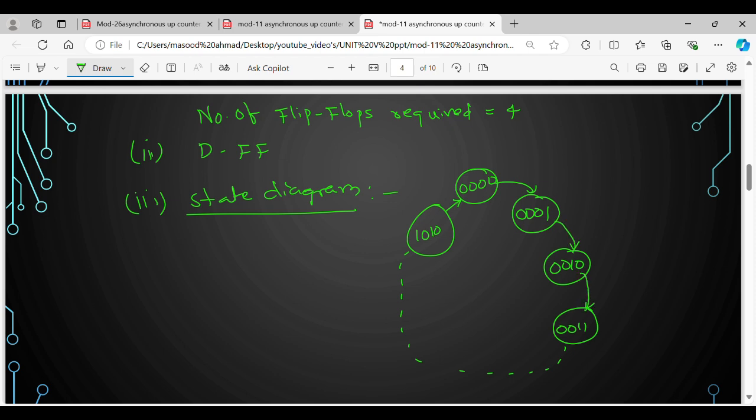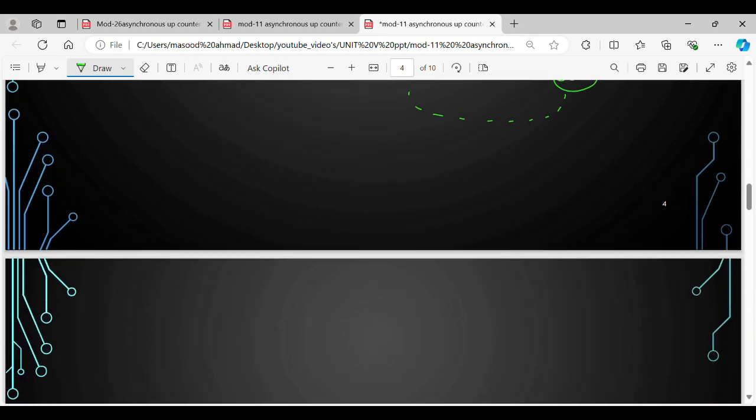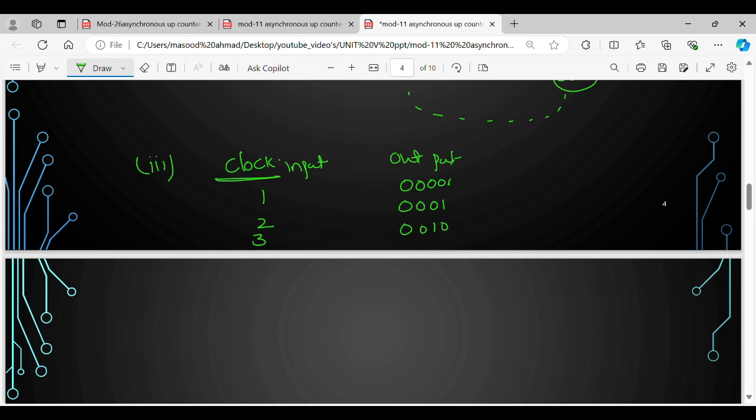Now wherever the dash is there, you need to fill it up. That you are aware of. So now the question is, is there any truth table? Is there any reset logic? So we will look at the truth table. What is the clock input and output? Output is the state. So for clock 1, output is 0 0 0 0, 4 zeros. Clock 2, output is 0 0 0 1. For clock 3, output is 0 0 1 0, and so on and so forth.